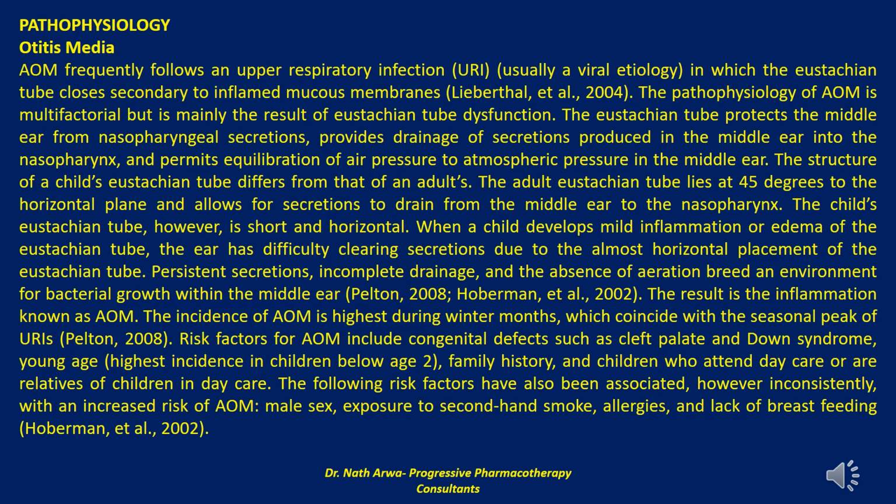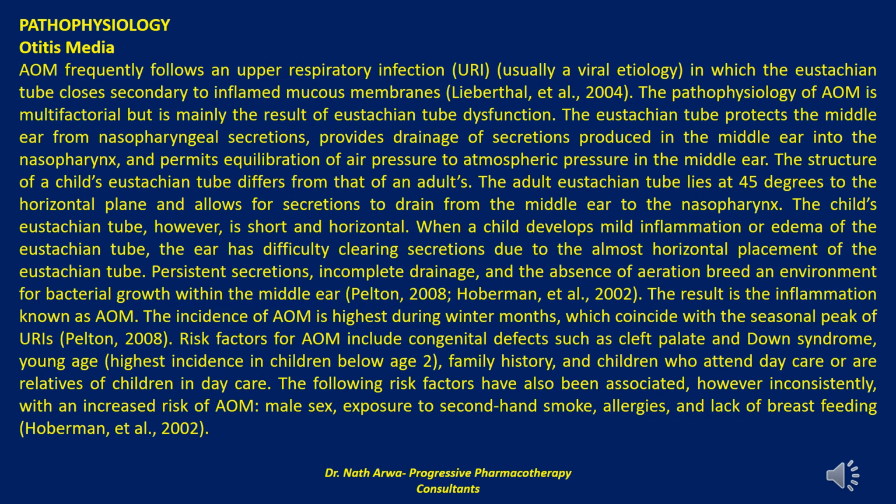The pathophysiology of acute otitis media is multifactorial but is mainly the result of eustachian tube dysfunction. The eustachian tube protects the middle ear from nasopharyngeal secretions, provides drainage of secretions produced in the middle ear into the nasopharynx, and permits equilibration of air pressure to atmospheric pressure in the middle ear. The structure of a child's eustachian tube differs from that of an adult's. The adult eustachian tube lies at 45 degrees to the horizontal plane and allows for secretions to drain from the middle ear to the nasopharynx. The child's eustachian tube, however, is short and horizontal.